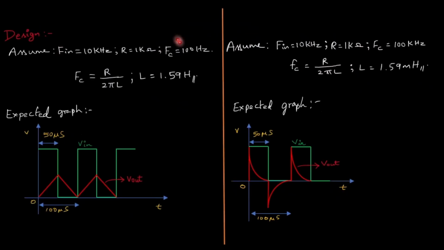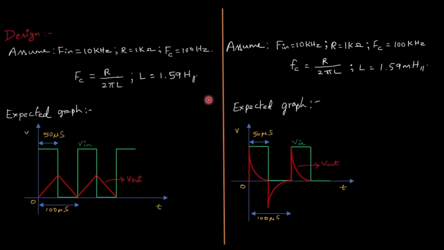So now let's try to design one. Here I am going to take the cutoff frequency as 100 Hz for the low pass filter, and here I am going to take the cutoff frequency as 100 kilohertz. My Fn would be 10 kilohertz in both the scenarios. So here this is basically a low pass filter and I am trying to give a high frequency signal as input compared to this, and here this is basically a high pass filter and I am trying to give a low frequency signal compared to this.